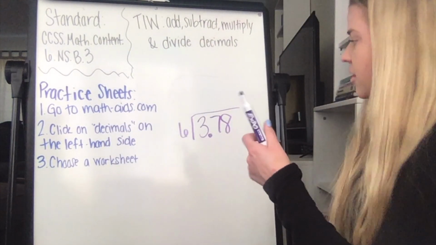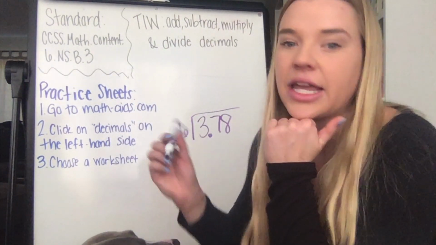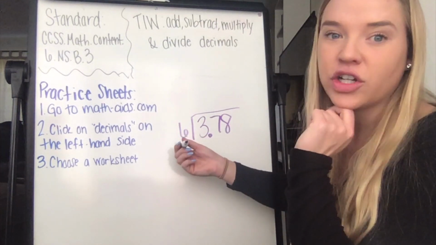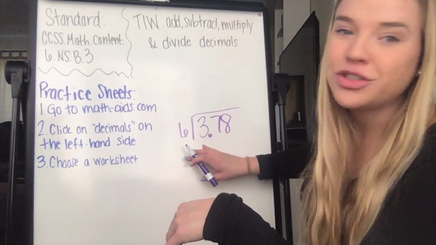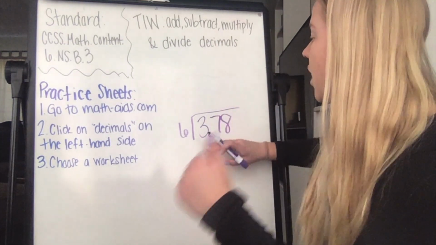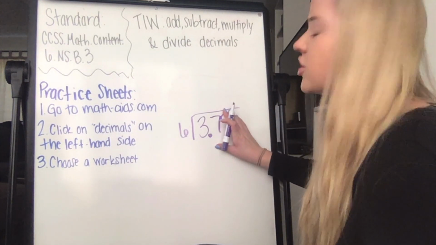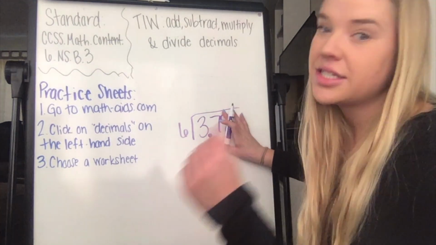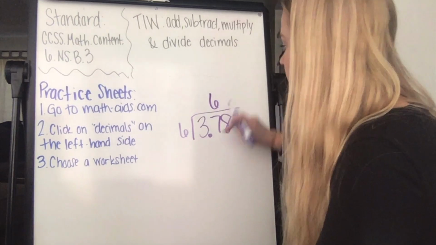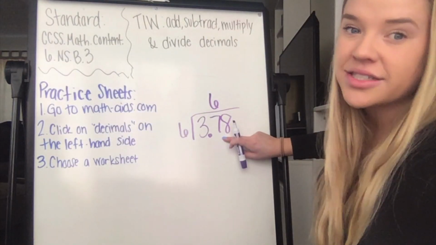Okay. So I'm going to start by looking at this and saying, can my divisor go into this first number? So can 6 go into 3? No, that's too big. That's not right. Okay. So now I'm going to look over and I'm going to say, now can 6 go into 37? Yes, it can absolutely go into 37. It can go in there 6 times, right? So I have to write that number above that 7.